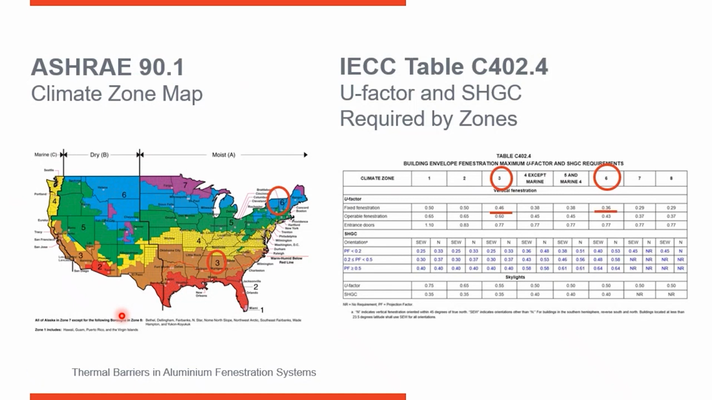With U factors, the lower the number, the better. The higher the number shows that it's more efficient at transferring heat, and that's not what you want. We want a lower U factor. So when you're designing a system based on the climate zone, if we were in climate zone 3, the highest U factor our system, which is your glass and frame combination, can have is 0.36. Now you can have lower, that's improved performance, but you can't have a higher U factor than that.